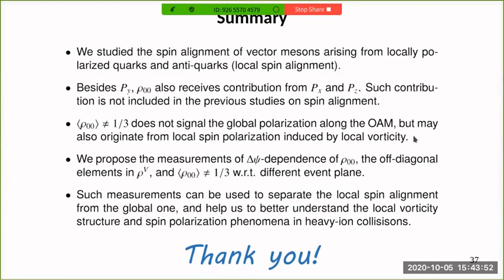And to separate the contributions from global polarization and local polarization, we propose to measure the azimuthal angle dependence of rho 0,0, the diagonal elements in the spin density matrix, and rho 0,0 with respect to different event planes. So these measurements can separate the local spin alignment from the global one and help us to better understand the local vorticity structure and the spin polarization phenomena in hadron collisions. Thank you. Thank you a lot.